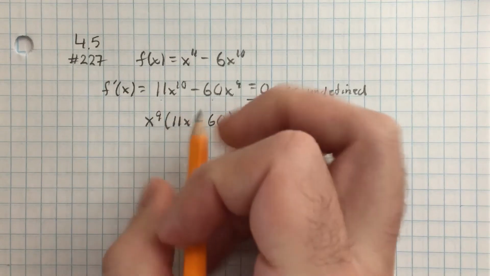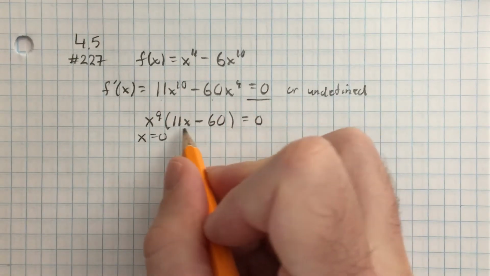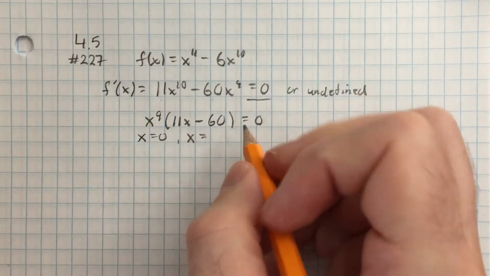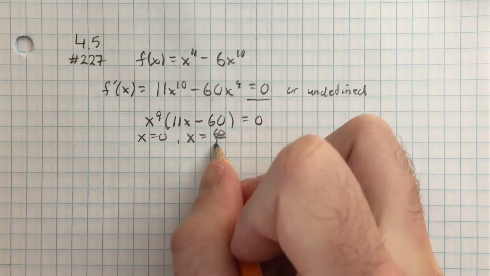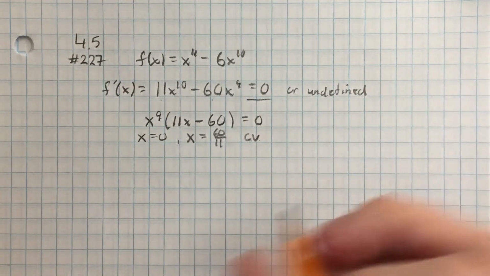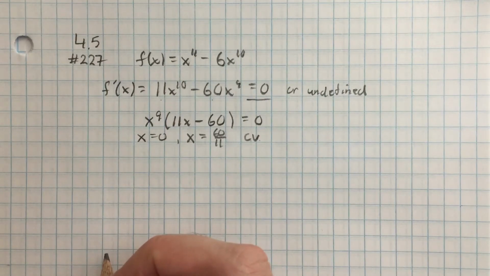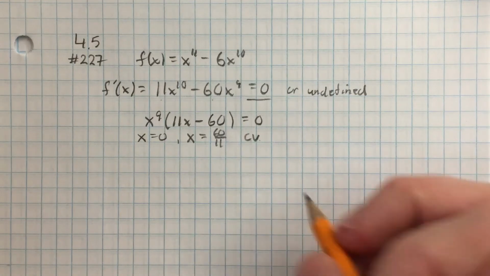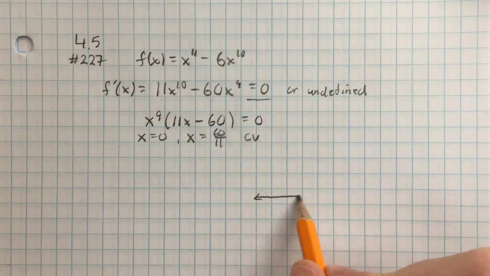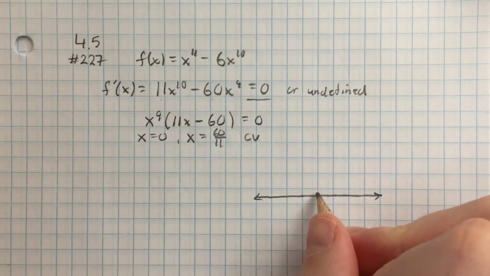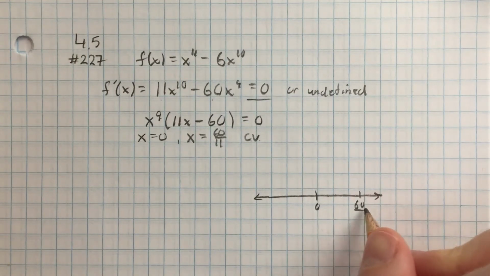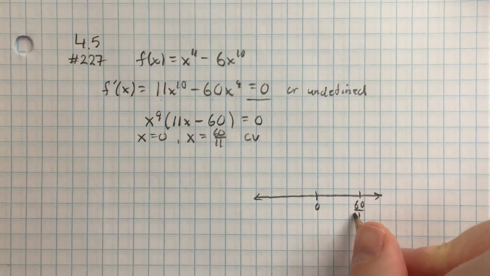This outer factor of x to the 9th implies that x could be 0. And the other factor, 11x minus 60, implies that x might be 60/11ths. All right, so there's our two critical values for f. So let's go ahead and do the first derivative test and complete that part of the problem before we move on to the concavity and inflection points. We're going to put 0 on here and then 60/11ths wherever it falls out. Again, the scale does not really matter so much.